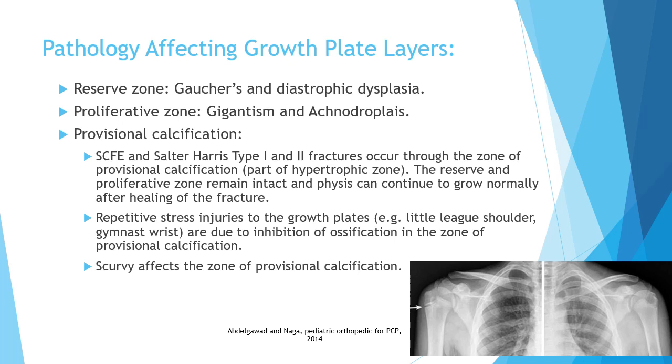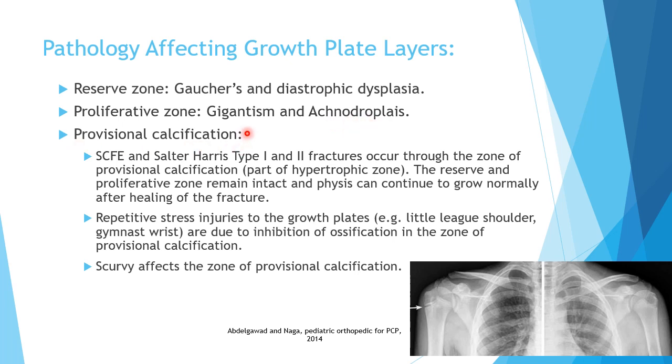Now, after we have talked about growth plate histology, let's speak about the pathology affecting the layers of the growth plate. The growth plate or the physis can be affected by many conditions, and most of these conditions affect a specific zone. So the reserve zone, in which the cells are resting and there is abundant extracellular matrix: storage diseases like Gaucher's disease affect this area. The proliferative zone is the zone of proliferation of the cells. Overgrowth can cause gigantism, and undergrowth can cause achondroplasia.